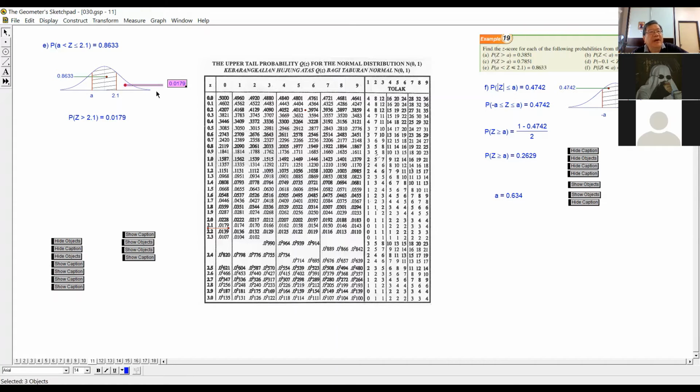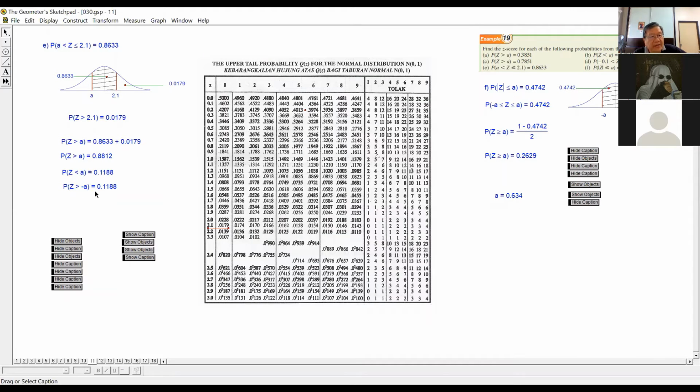So if this part is 0.0179, how about the part less than A? Greater than A, you add these two parts together. Less than A, you use 1 minus these two parts, then you get the part less than A. So you give 1 minus this, you get 0.1188. Okay, 0.1188 is the lower tail.